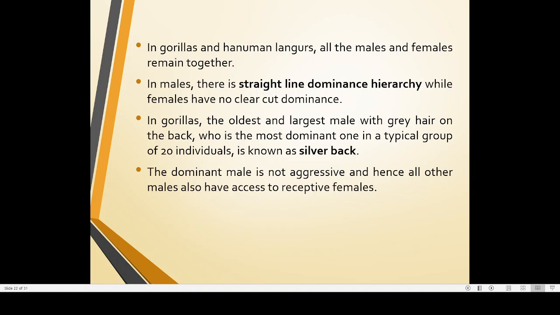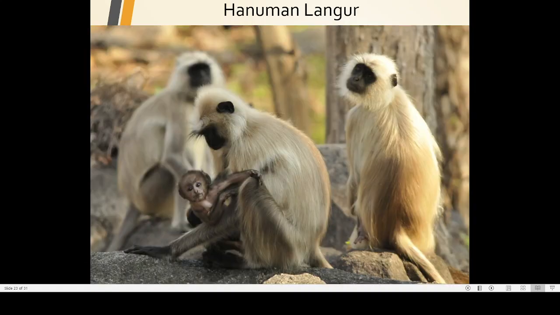They are usually more respected because this old silver hair is a part of aging. When they get older, they get more gray hairs. Here also you can see that. So this is the nature of the silverback. They are more respected because they are oldest and have better experience. The dominant male is not always the aggressive male, and hence all other males also have access to receptive females.